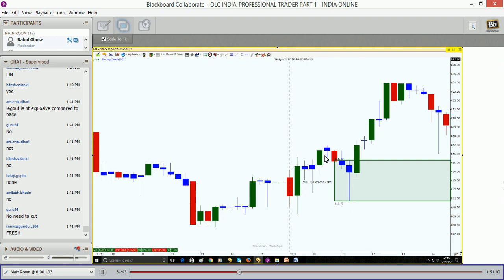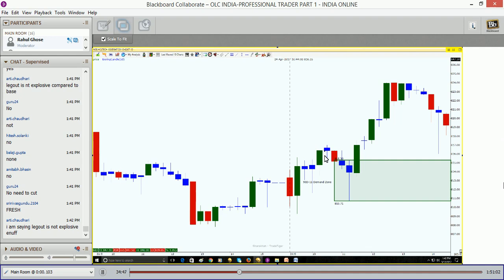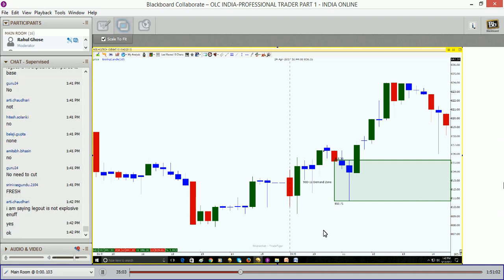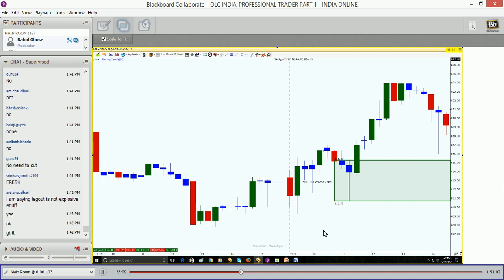Okay, let's do one more example before I give you all an exercise to do this. I'm saying leg out is not explosive enough. Would you agree, Aarti, this is a qualified zone? This drop base rally can be marked as a demand zone. That's all we are learning now, no, Aarti? Because you have a little prior experience, you are bringing that to the table. Right now, we are only learning how to mark demand zones.